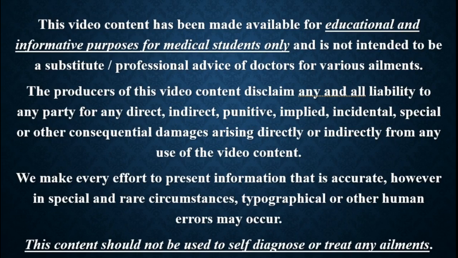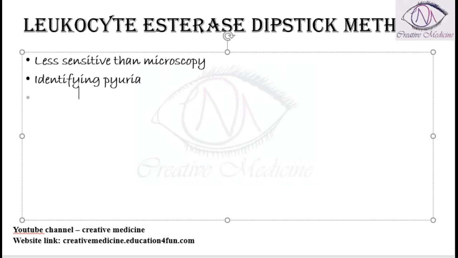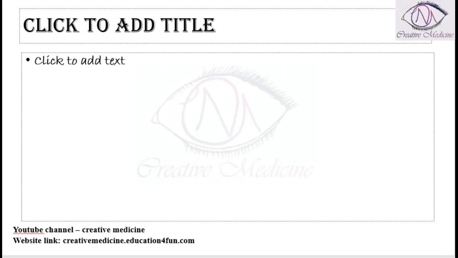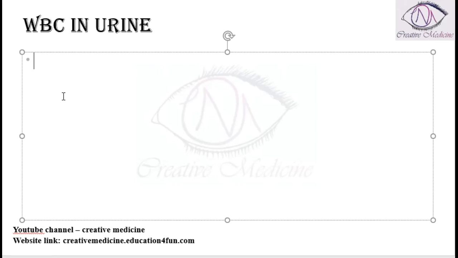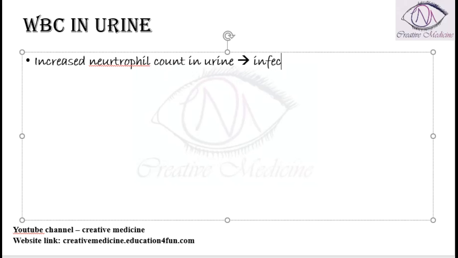In this lecture, we will learn about WBC in urine. WBC can be present in urine, especially if there is increased neutrophil count. Increased neutrophil count in urine will always signify that there is infection.